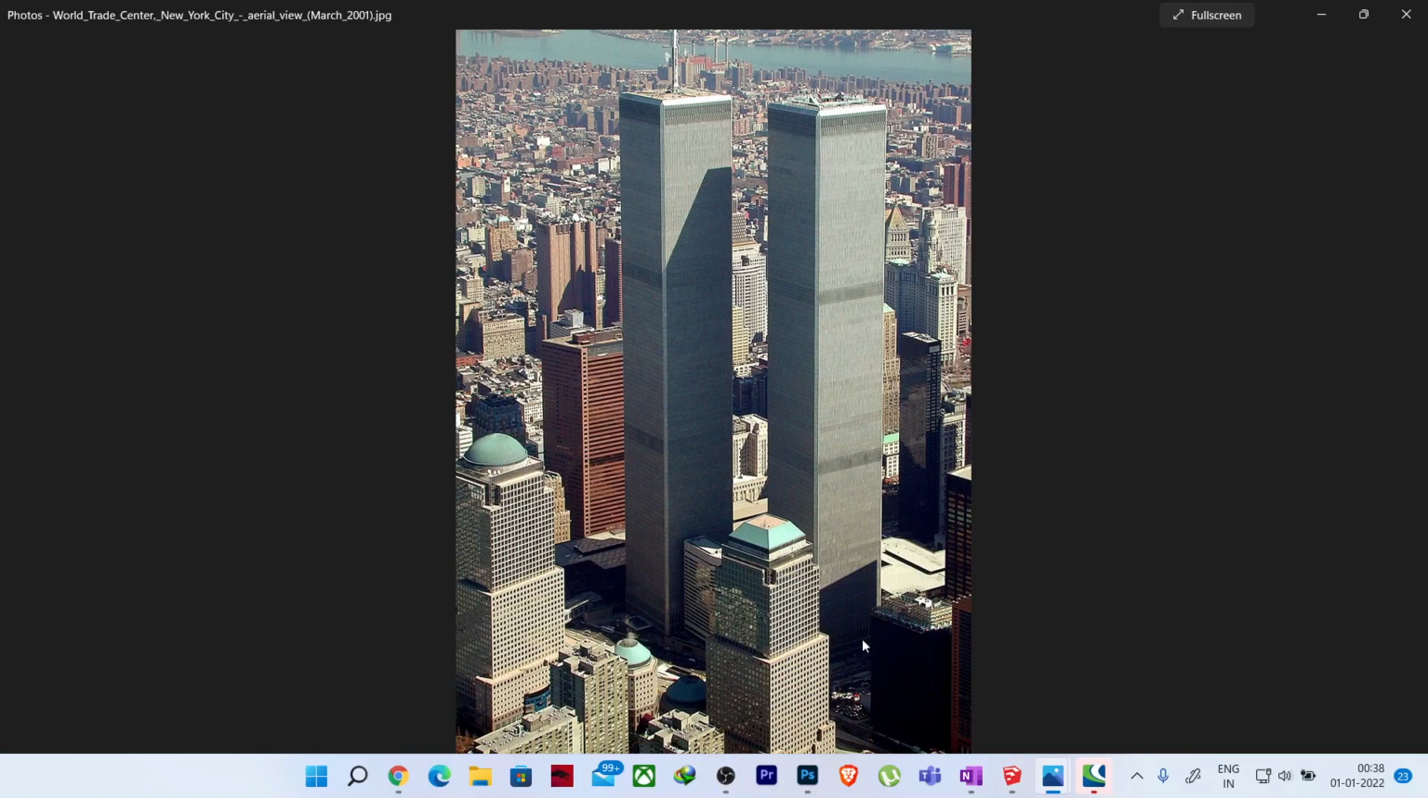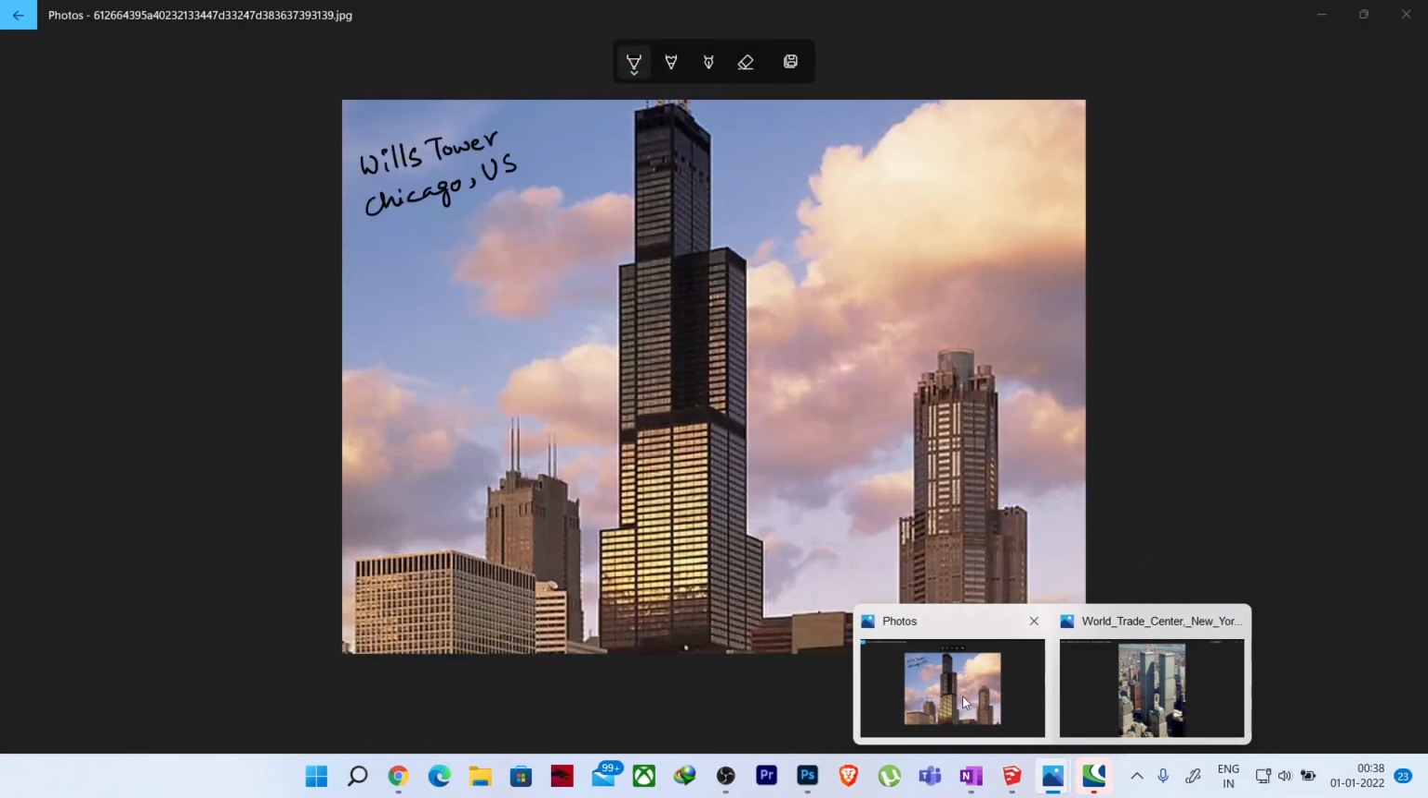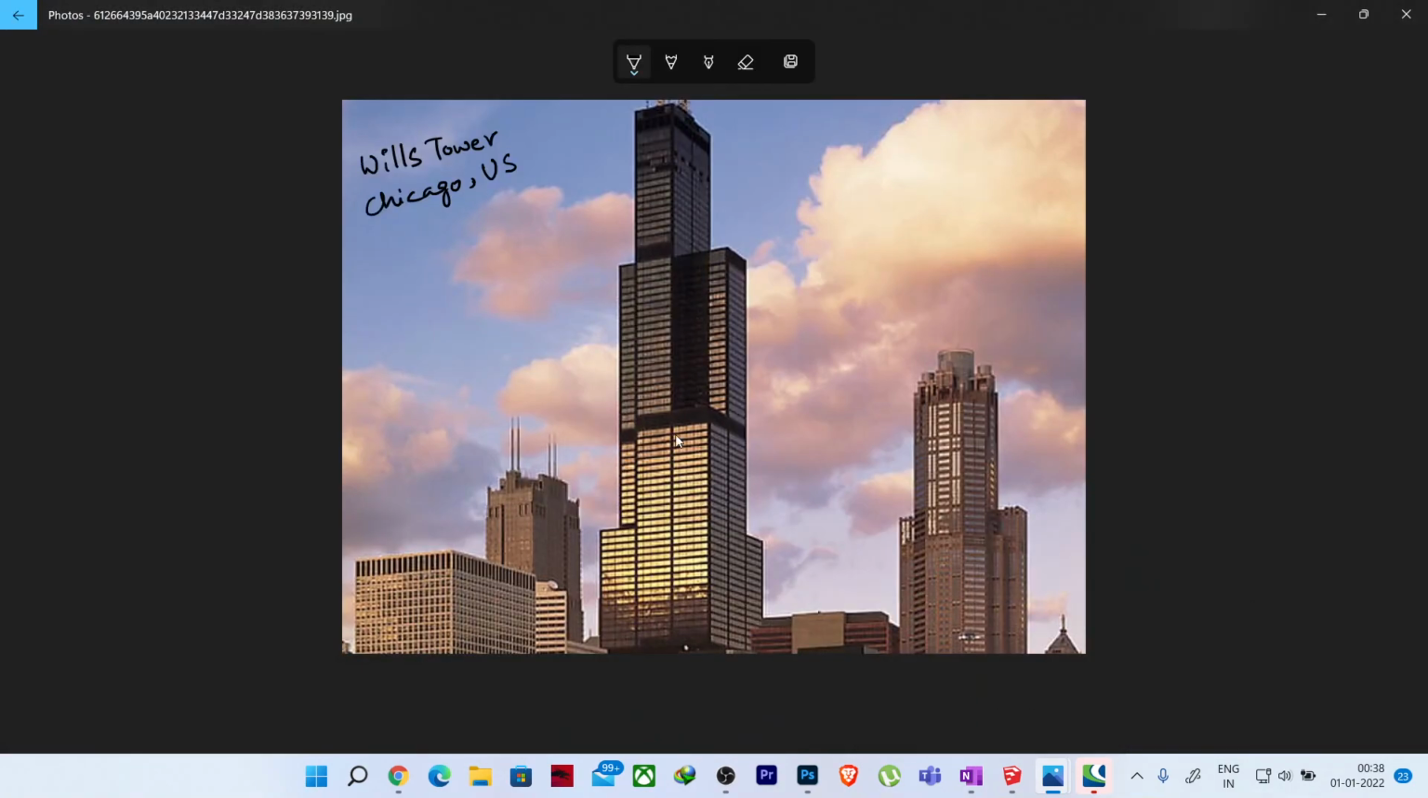They had closely spaced columns at the outer periphery, so we can also call it a perforated tube system. These two towers were a very good example of this exoskeleton structure system or framed tube system. And if I tell you about the bundled tube system.